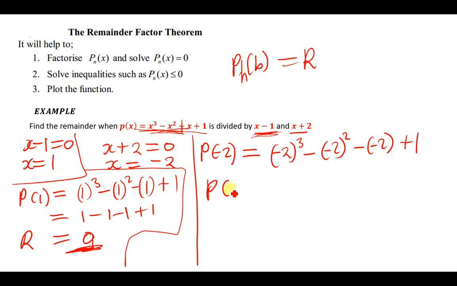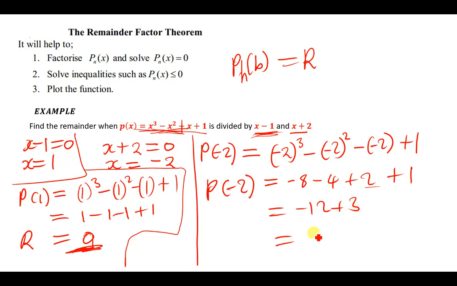So p of negative 2 will therefore be equal to negative 8. Then here we're going to have minus 4, then plus 2, and plus 1. When you add the first two, you get negative 12. Then when you add 2 and 1, you get positive 3. So when you add negative 12 and positive 3, you get negative 9 as the answer. So this negative 9 is the remainder when you divide this polynomial by x plus 2. This is the answer.